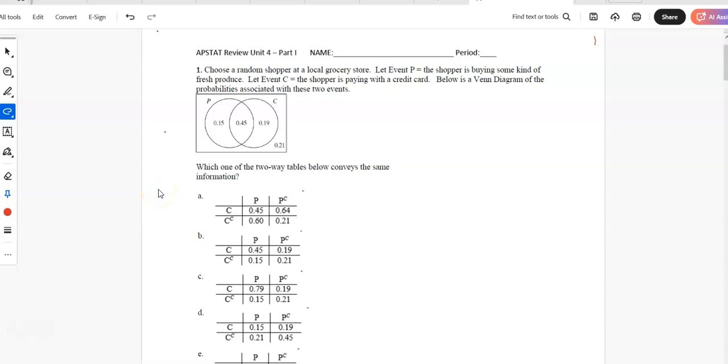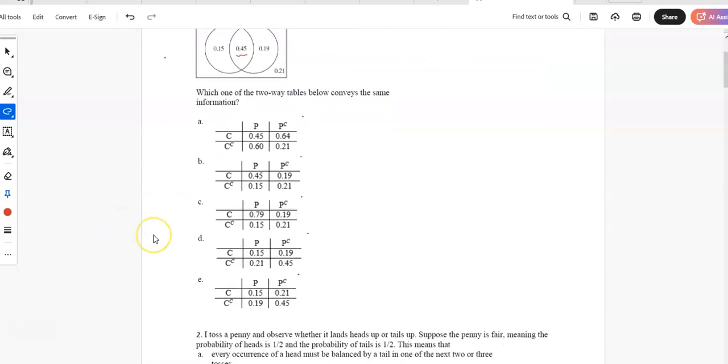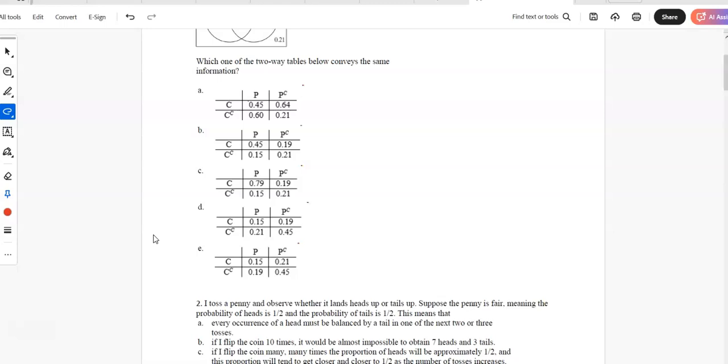Okay, so let's get started with the review. This first one, they want to put a table to this. So I know that when both P, shopper buys produce, and shopper pays with credit card happen, it's 45%. So if you look at the answers, these are the only two where that's possible.